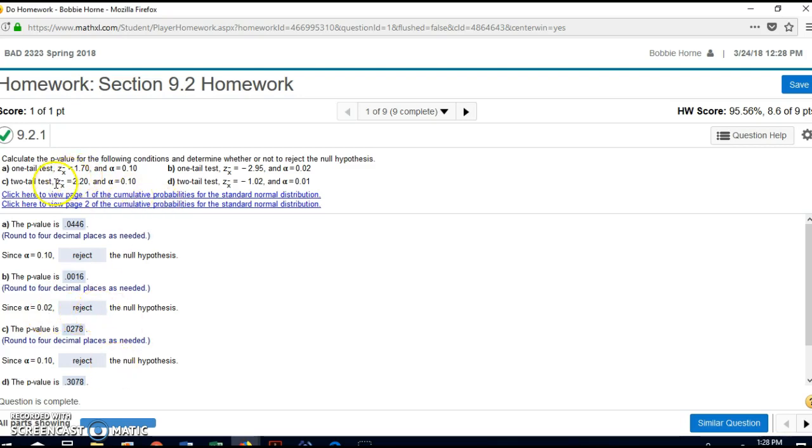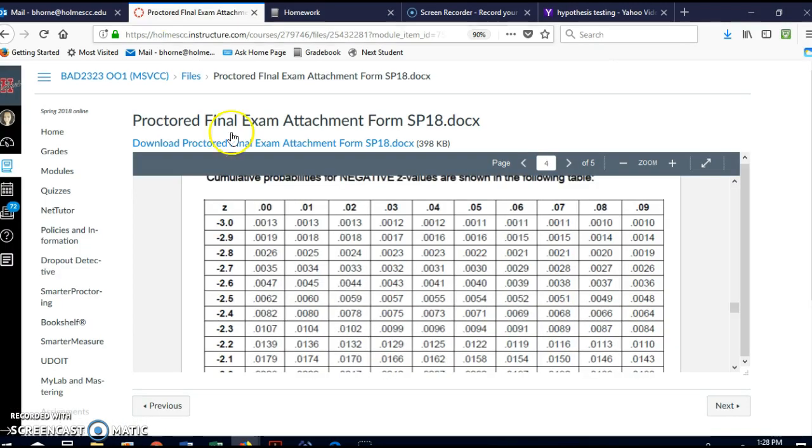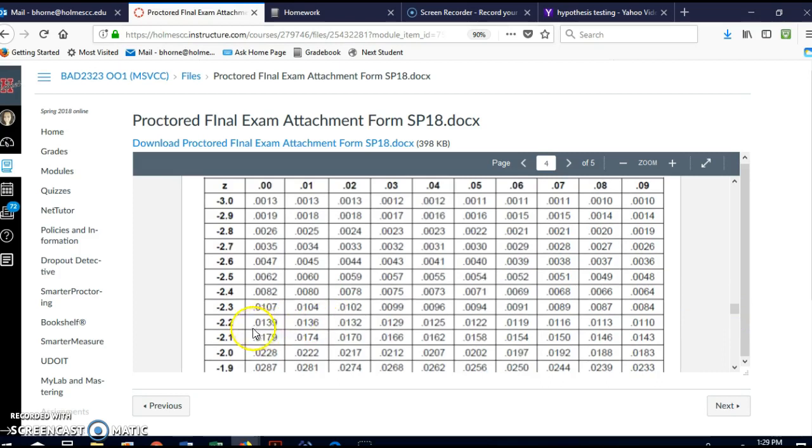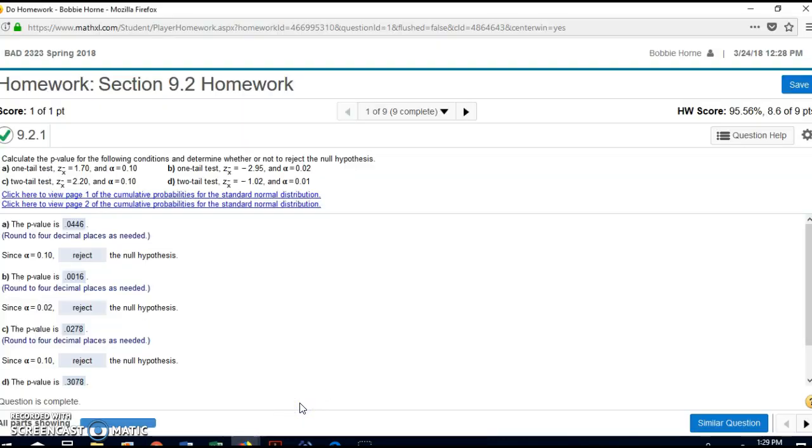For C, we have a two-tail test. So what we have to do here is get the value of 2.20. Let's look up that first, and then we'll work from there. If we do negative 2.20, we get 0.0139. Let's draw this out real quick.